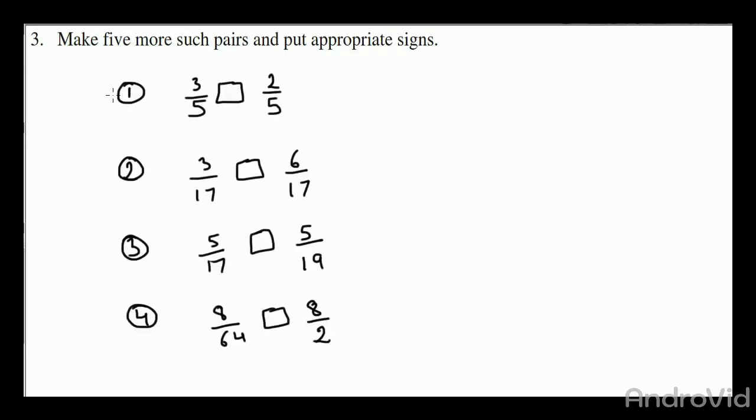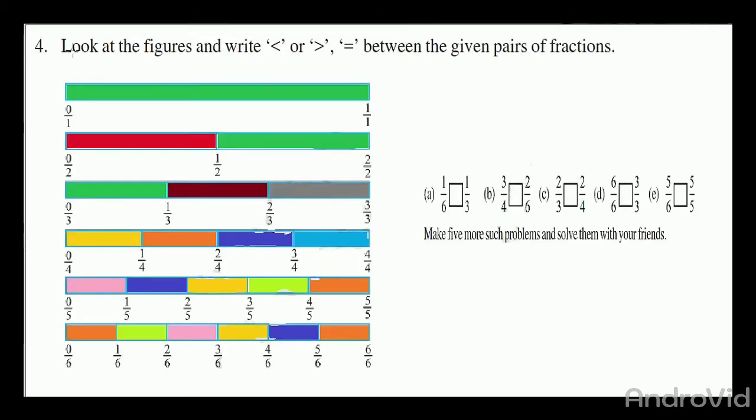make 5 more such pairs and put appropriate signs. Now we have randomly selected some of them. Now first case, bases are same, so greater numerator would have the greater sign. Here bases are again same, 6 is greater. Now here numerators are same, so it happens inverse. Lesser would be greater. Again 8/2 would be greater because numerators are same. That is how we have to do this.